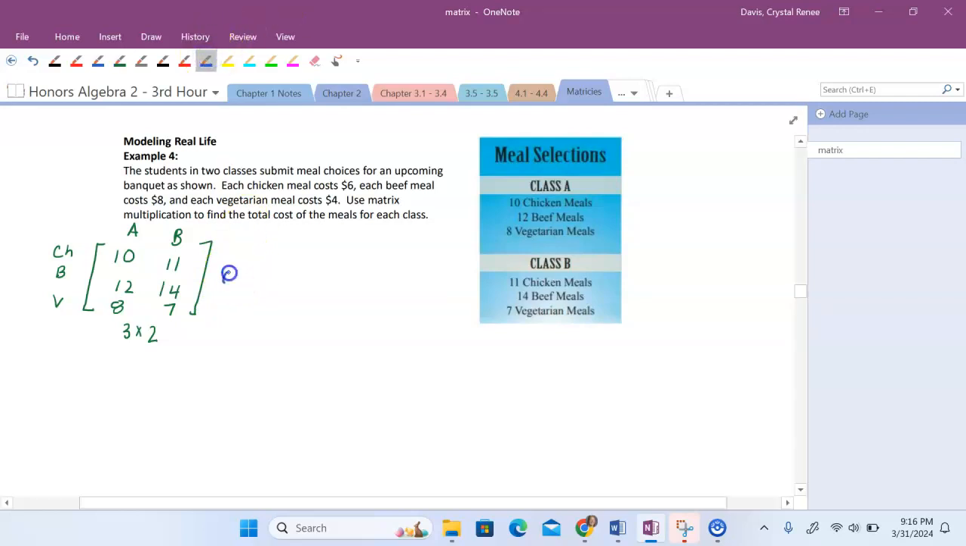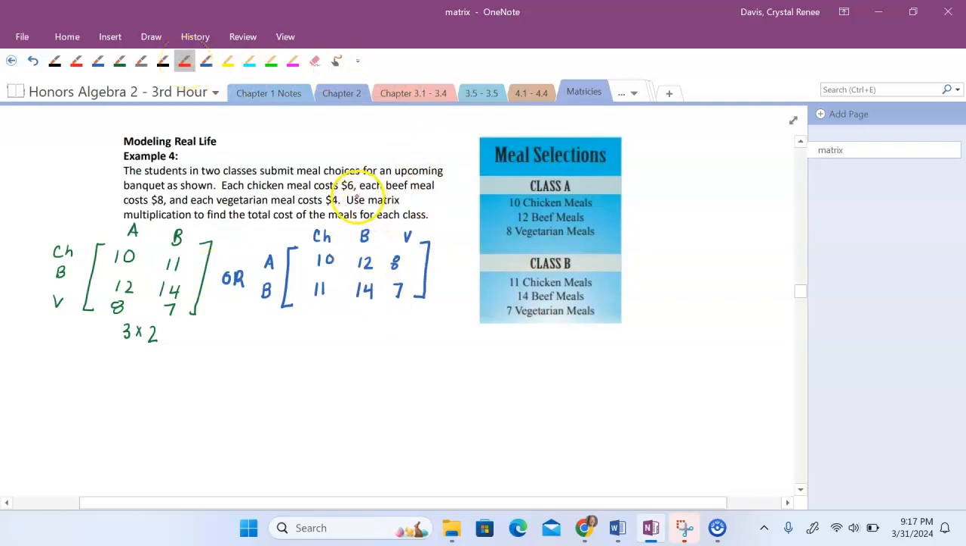Or we can set it up as a 2x3. This is class A, this is class B, this is the chicken, this is the beef, and this is the veggies. Then it'd be 10, 12, 8, and 11, 14, and 7. So these both say the same thing. They're just written differently, but we can't use both of these. And I'm going to show you why.